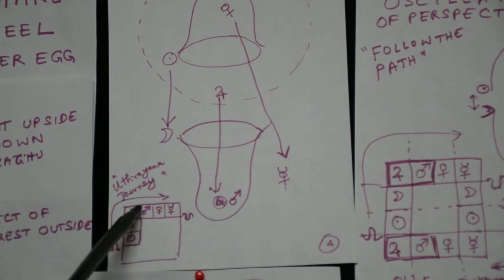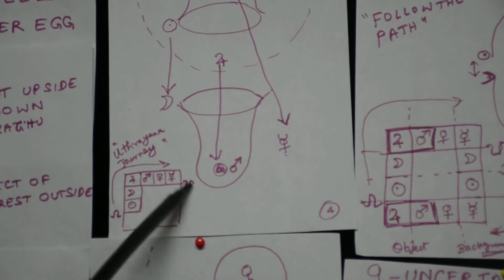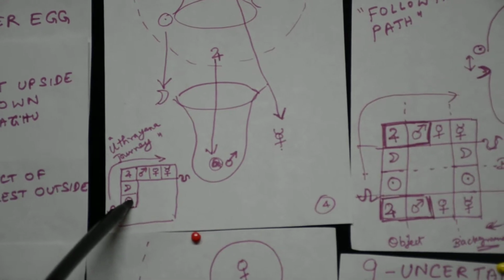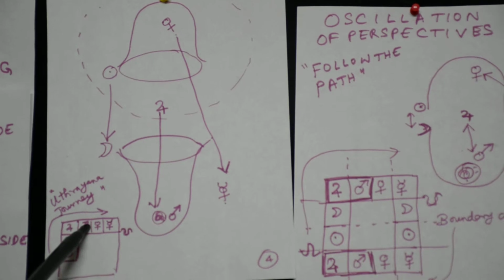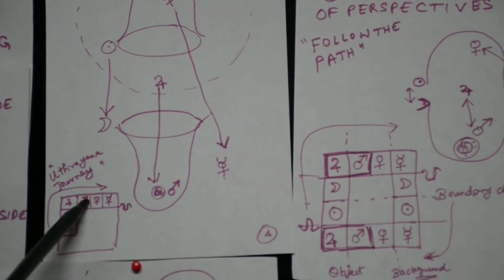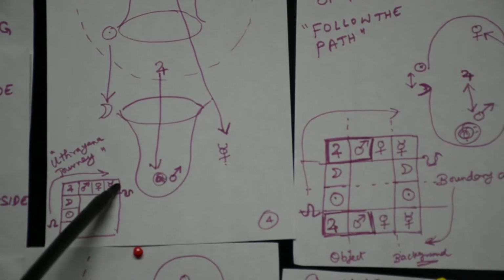Sun, Moon, Jupiter, Mars, Venus, Mercury. So basically the boundary is changing from Sun to Moon, the object is changing from Jupiter to Mars, the background is changing from Venus to Mercury.